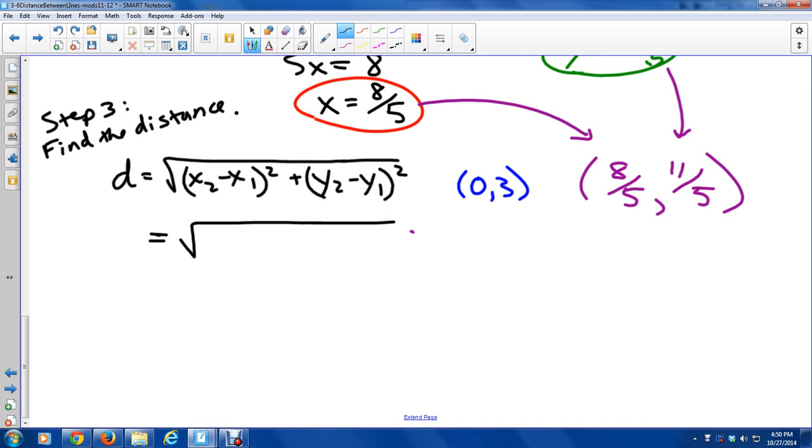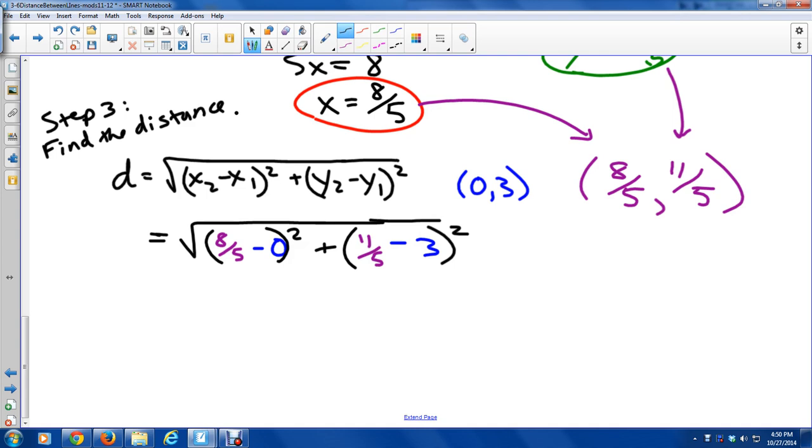Remember, x's first and then y's. Just keep your x's together and your y's together. So I'm going to have 8/5 minus 0 is my other x, subtract them and square, plus subtract your y's and square those. So my y coordinate is 11/5 minus 3, and again I'm going to square that.